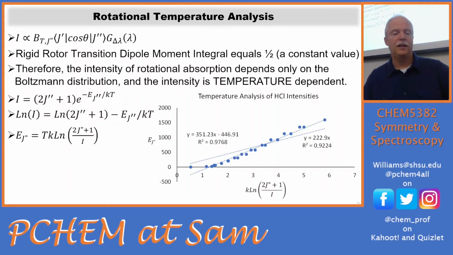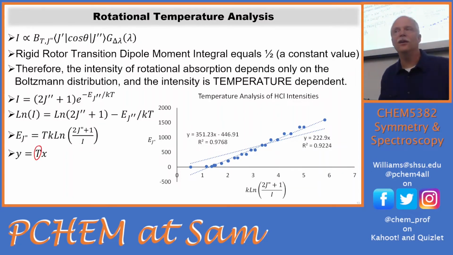And that can be plotted. So I have the E sub J's plotted by k times the natural log of this ratio, and the slope of that line is temperature. So I can just fit a line to that curve and get a temperature.